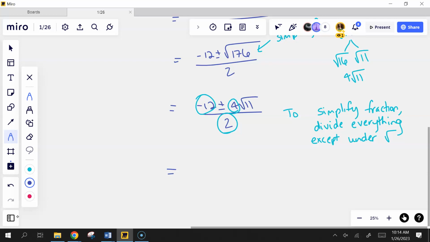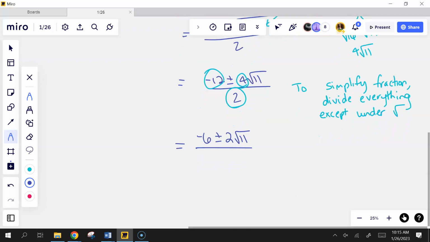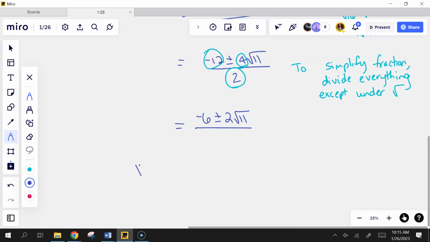Yes, right. What's negative 12 divided by 2? Negative 6 plus or minus 2, over 1. And I don't really have to put it over 1, right? Because it's just a whole number. Now my plus or minus comes into play. This means I have 2 answers. This means x could be negative 6 plus 2 times the square root of 11, or x could be negative 6 minus 2 times the square root of 11.